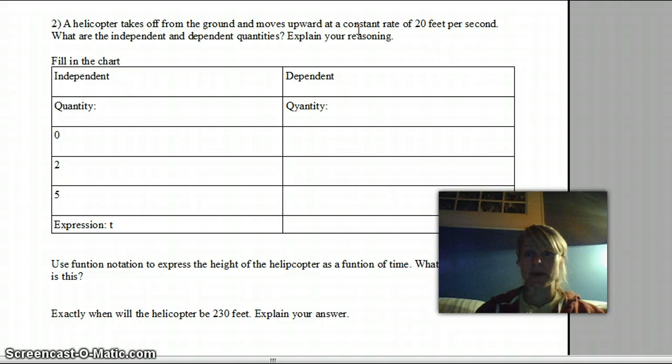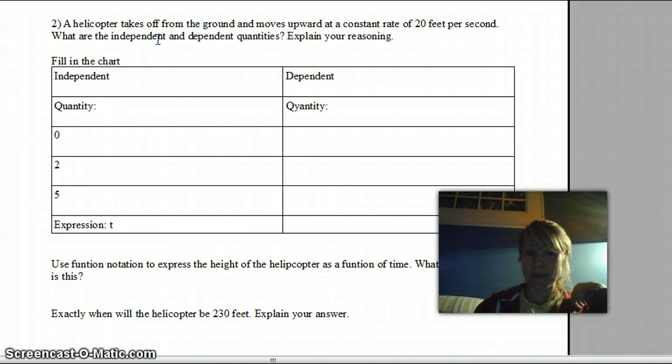The next one talks about the helicopter, and it comes from the ground, so your y-intercept was 0 because it starts at the ground, and a constant rate, which obviously should be slope, 20 feet per second. Remember, you need to look at the slope to be able to determine the independent and dependent. So independent is going to be time always, with seconds as its units. Therefore, dependent would be the distance or how high it is in feet. And explain your reasoning means you need to put it in sentences. The independent is the time, and the dependent is the height in feet.